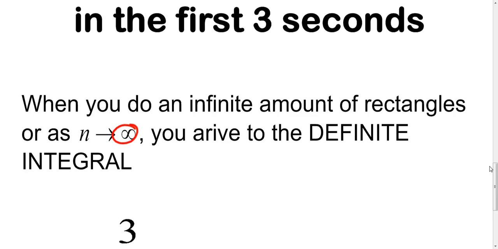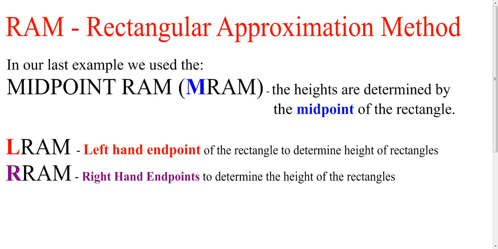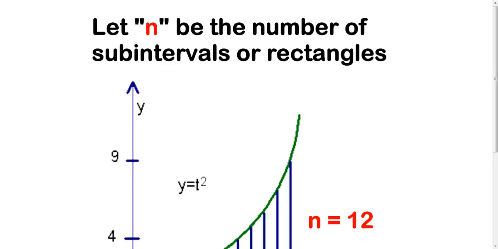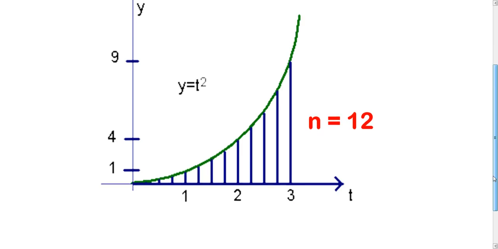And we'll talk more about the definite integral tomorrow, but I want to show you a couple of examples of how to do this. So we used the midpoint rectangular approximation method. The rectangular approximation method, or RAM, is when you draw rectangles underneath. Some people use the midpoint of the rectangle, some people use the left-hand endpoint, some people use the right-hand endpoint. I'm just going to show you what happens when you use both the left and the right endpoints.